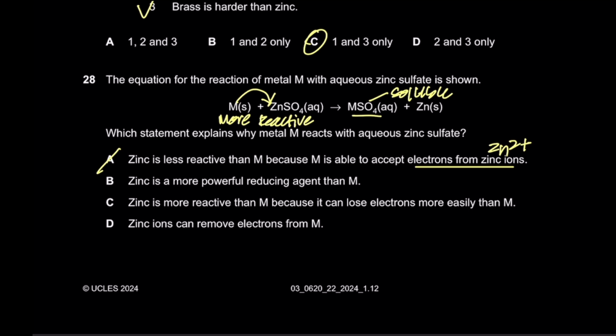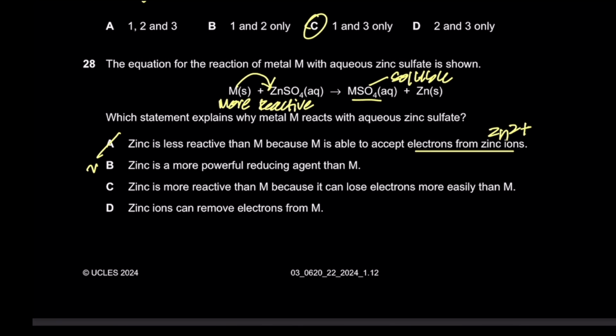Now it says zinc is a more powerful reducing agent than M. Maybe you did not understand that, so let's skip this. Let's look at C and D, and then at the end I'll explain B to you as well. Zinc is more reactive than M. No, sir, zinc is less reactive. That's wrong. Now between B and D, let's check D out. Zinc ions can remove electrons from M. Yes, the zinc 2+ ions are right here. They're going to remove electrons from M. Essentially, they're going to gain the electrons from M, and they're going to become the zinc solid, and this M is again going to make the salt. So D is the correct option.